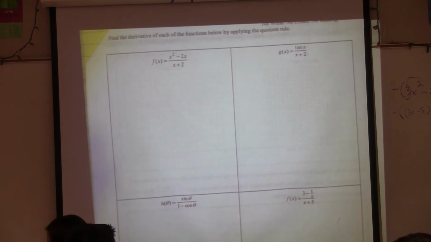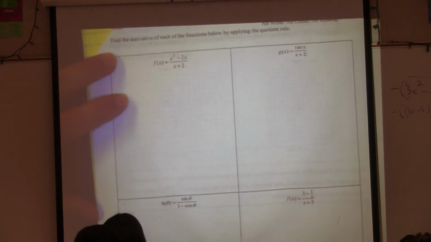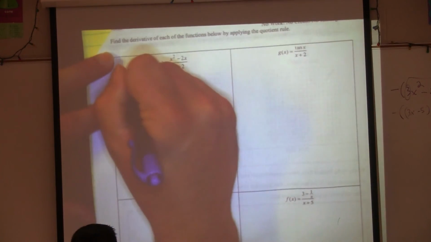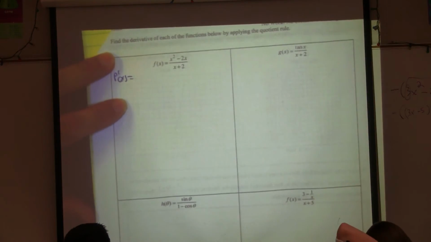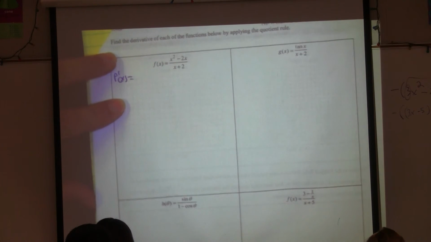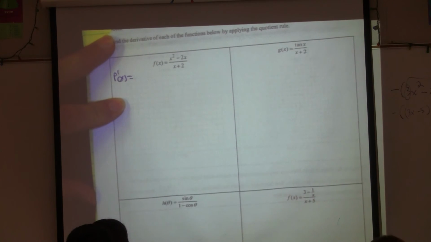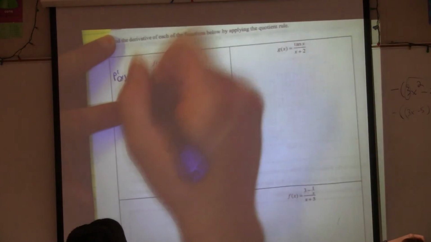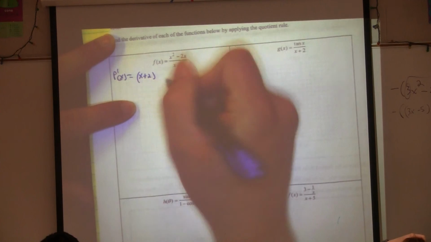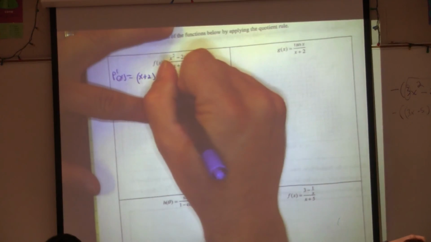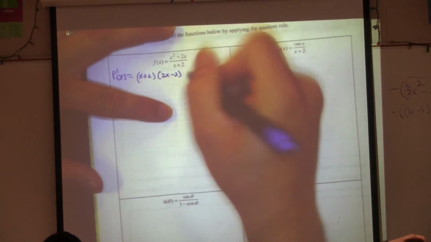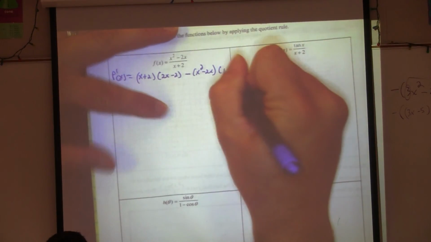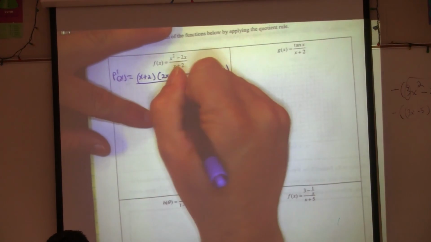Okay, here we go. So look at this bad boy right here. It's a fraction. I gotta use quotient rule if I want its derivative. Let's do it. They're all fractions? I guess you have to use it. Okay, so what would we do? Low, come on, do it fast. x plus 2 times d high 2x minus 2, minus high d low over low squared.